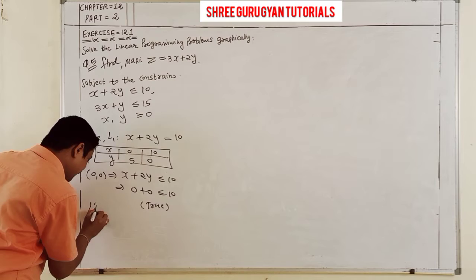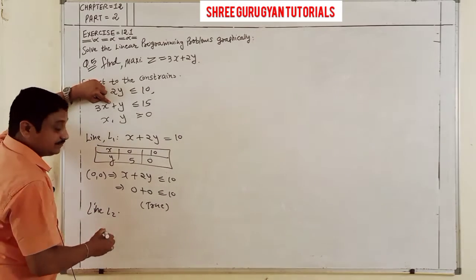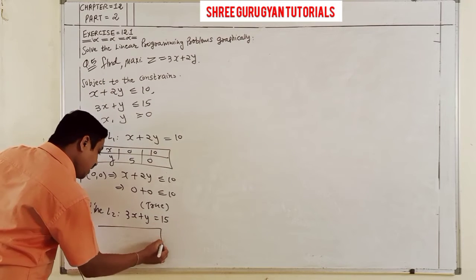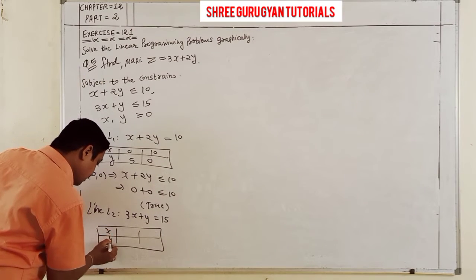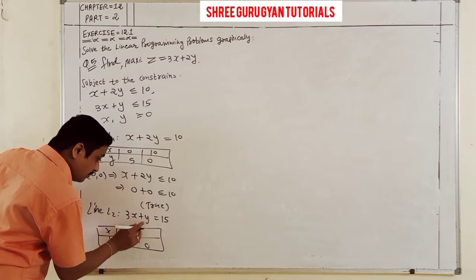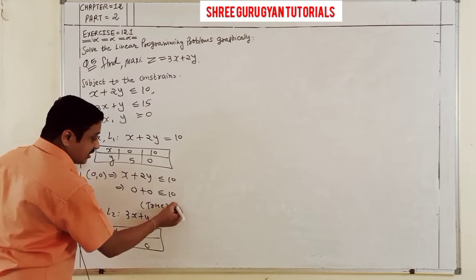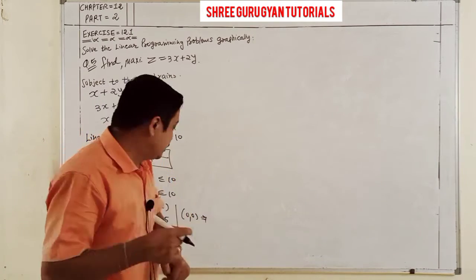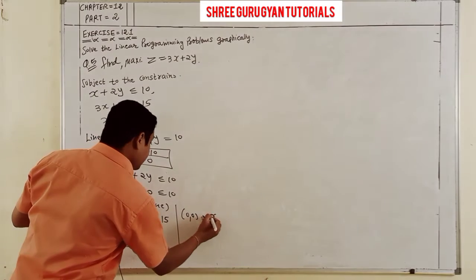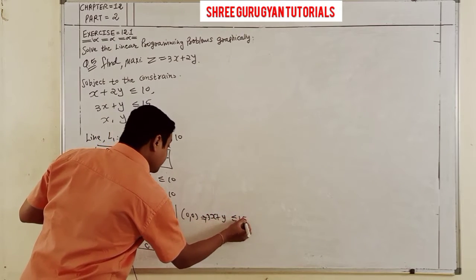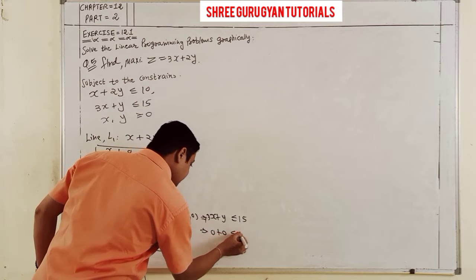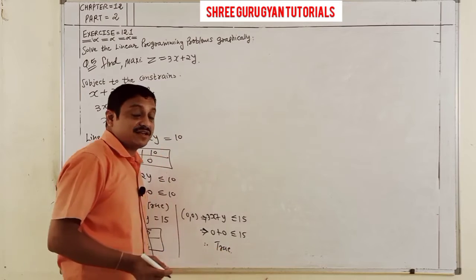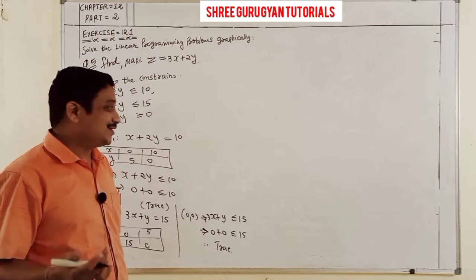Now second line, L2: 3x plus y is equal to 15, and apply the same table. x = 0, y = 15, but y = 0, then 15 by 3 is 5, and here check (0, 0). I mean this line itself passes through the origin or not, for shading. My answer: 3x plus y less than 15, 0 plus 0 less than 15, and it is true. I mean my shading is the origin side, 0 less than 15.